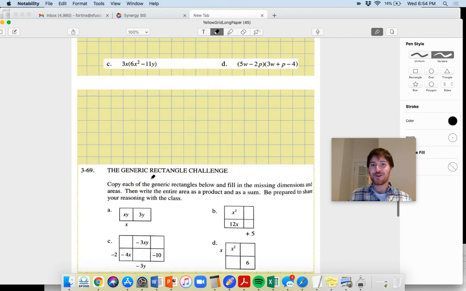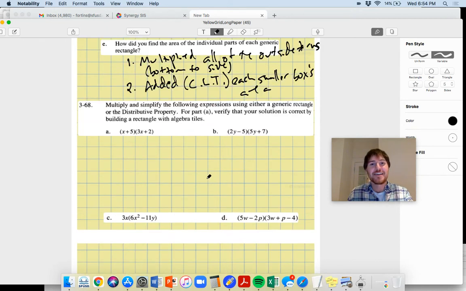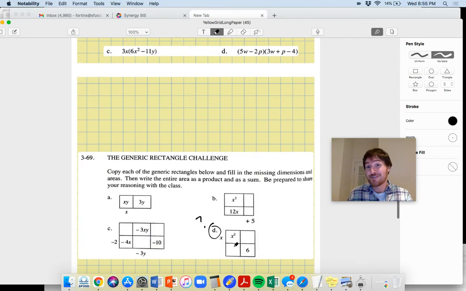I'm gonna let you do the generic rectangle challenge, right? I think you guys can figure that out. This one here is gonna have multiple answers, so don't get too scared away from this. Sometimes you'll have multiple answers. Sometimes it kind of happens, not all the time though. Multiple answers is just they didn't give you enough information in this problem to get a specific answer. There are multiple ways to do it.